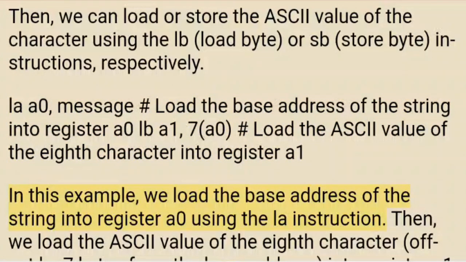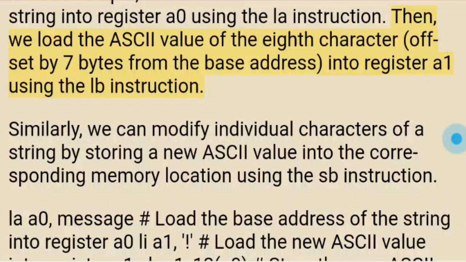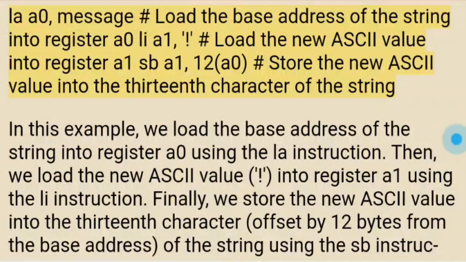In this example, we load the base address of the string into register A0 using the LA instruction. Then, we load the ASCII value of the 8th character, offset by 7 bytes from the base address, into register A1 using the LB instruction. Similarly, we can modify individual characters of a string by storing a new ASCII value into the corresponding memory location using the SB instruction. LA A0, message # load the base address of the string into register A0. LI A1 # load the new ASCII value into register A1. SB A1, 12(A0) # store the new ASCII value into the 13th character of the string.